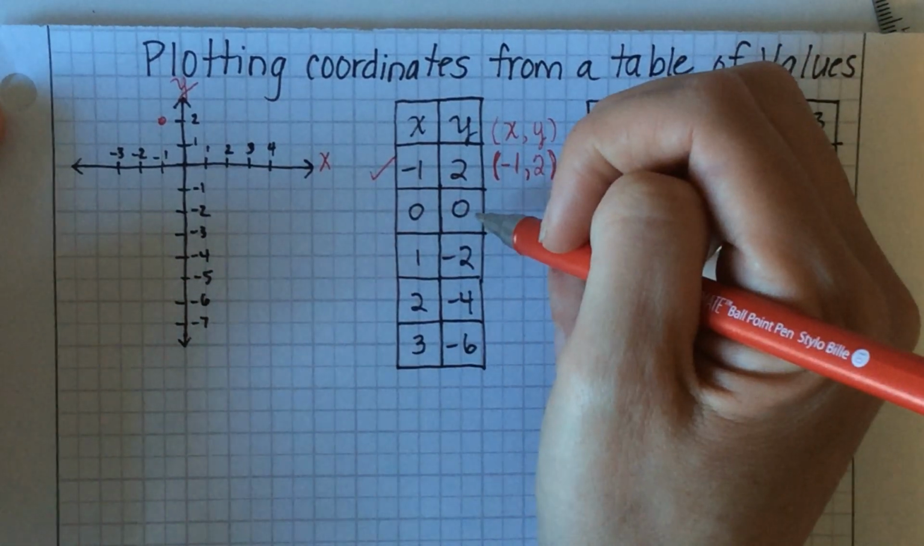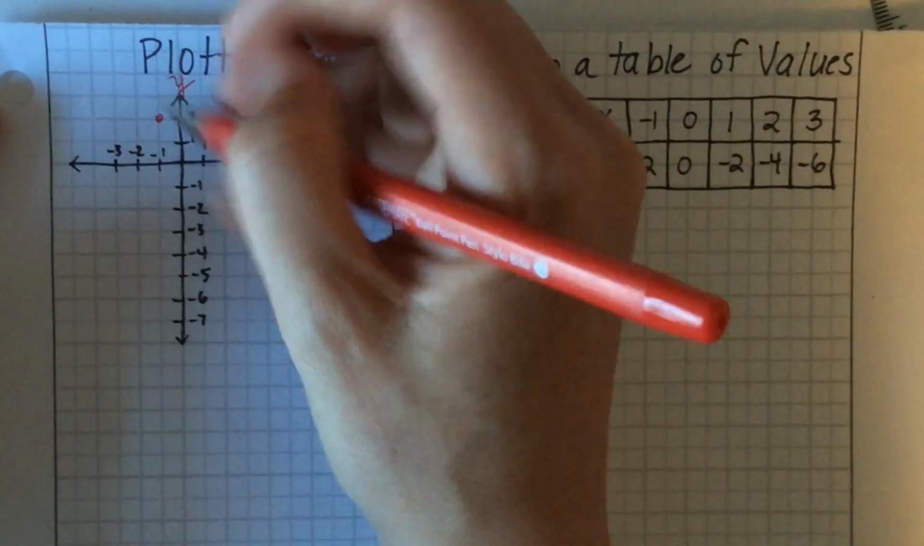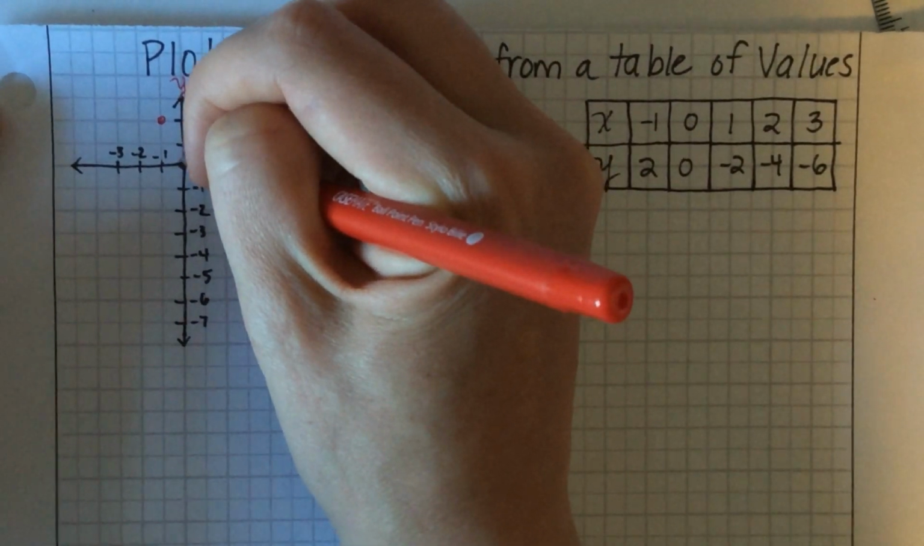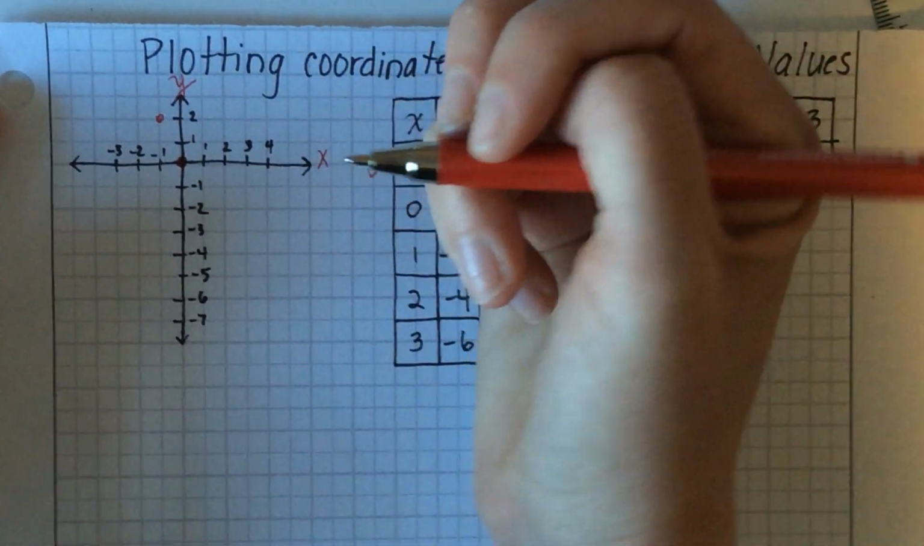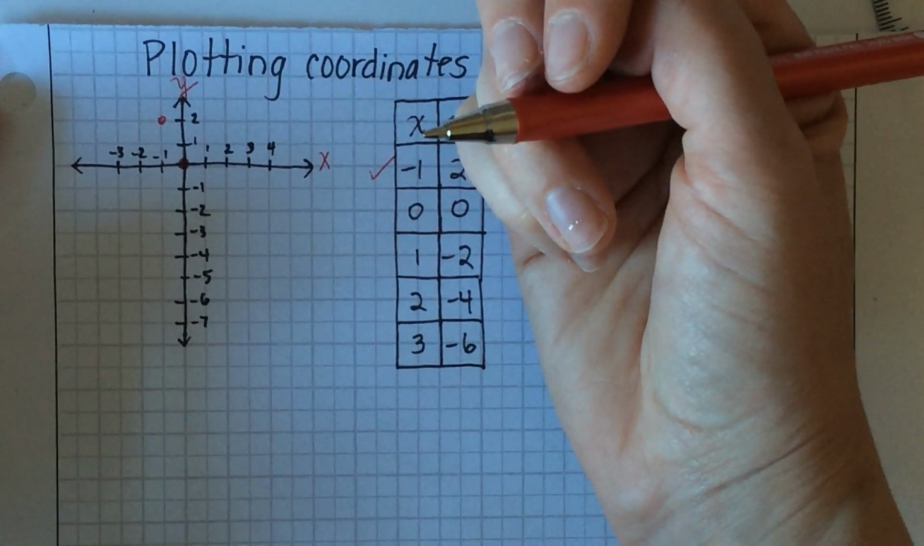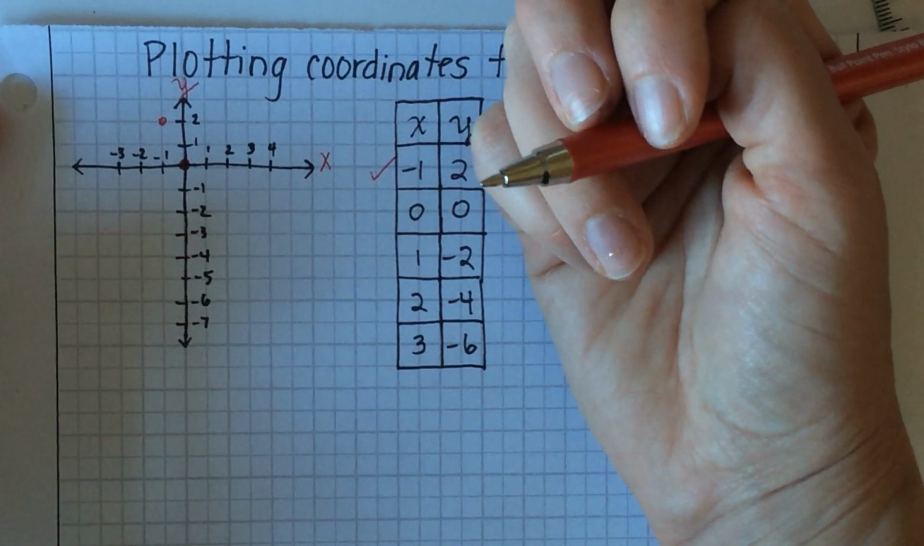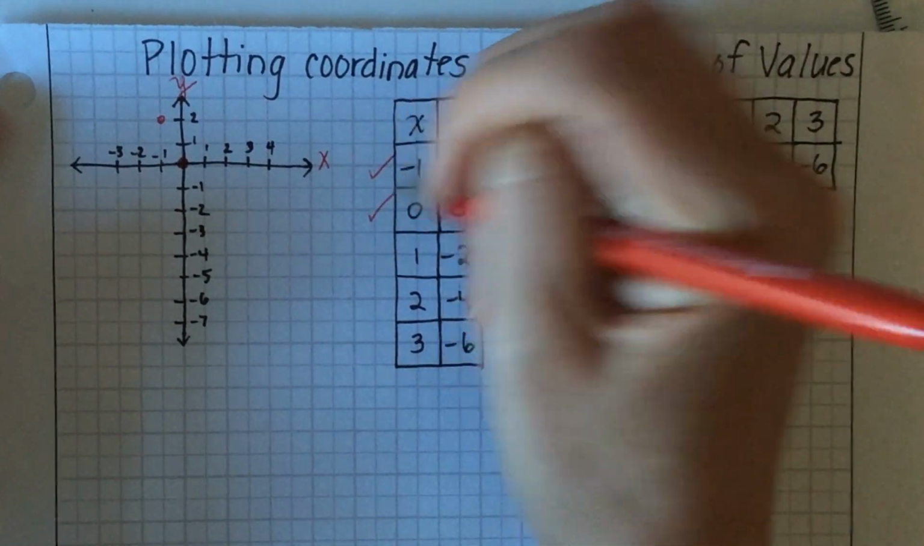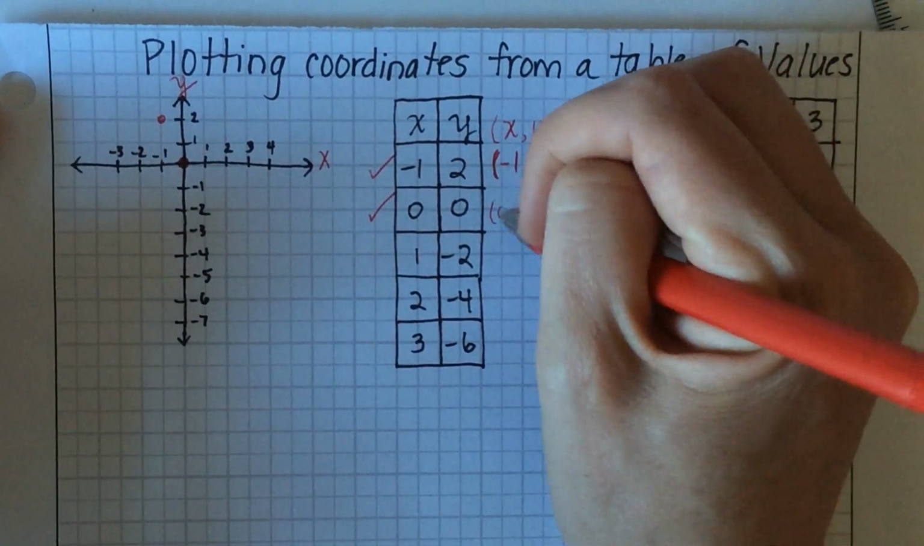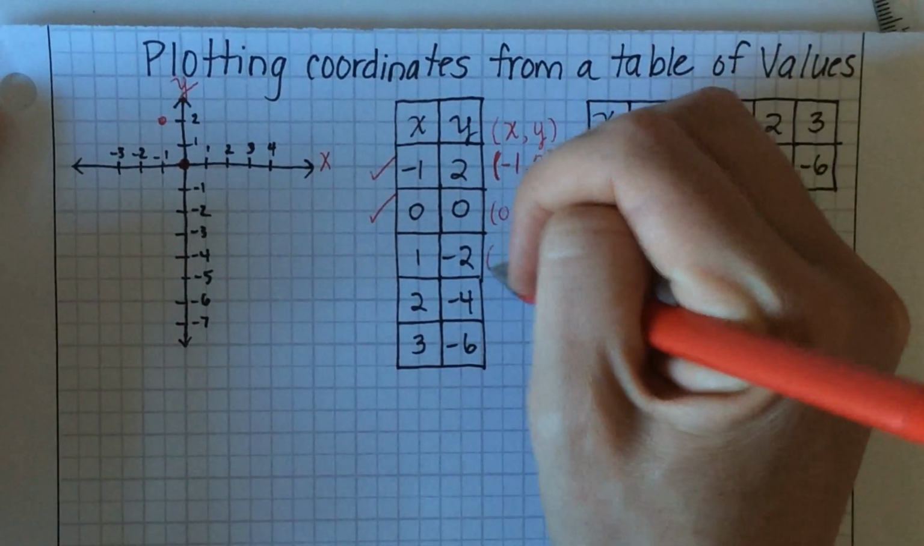So next we have 0, 0. That's an easy one. That's called the origin. It's where the x and y axis intersect. Okay, so it's 0 on the x-axis and 0 on the y-axis. So it's where those two number lines cross. So that's 0, 0.